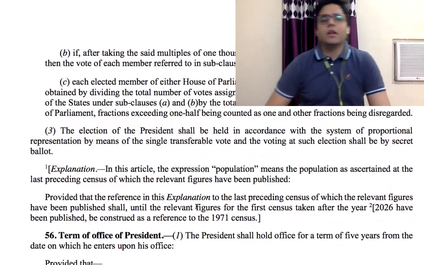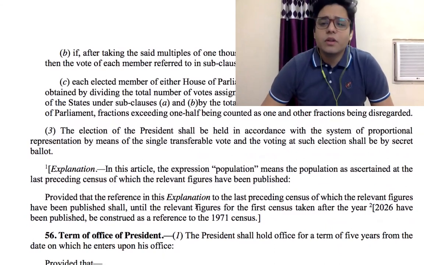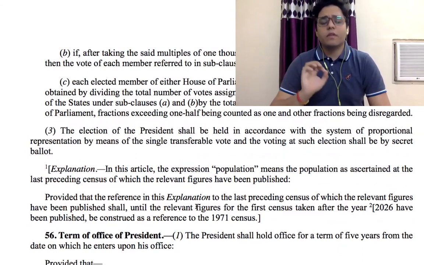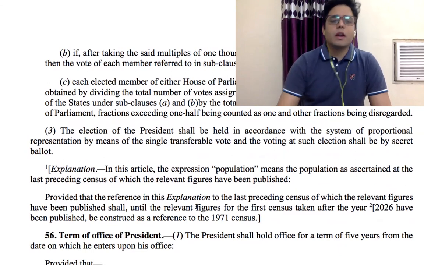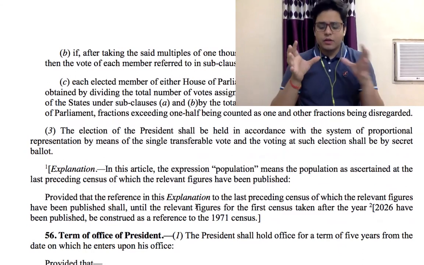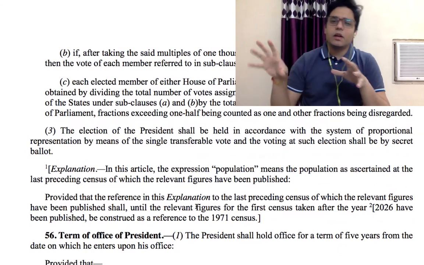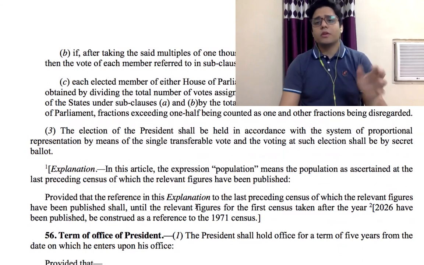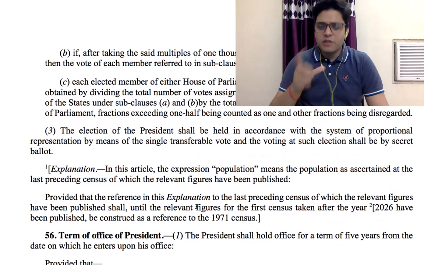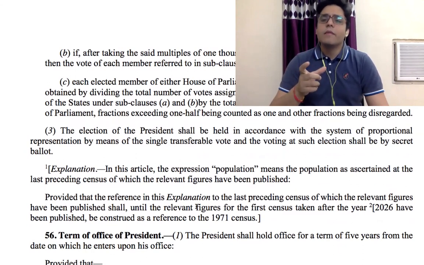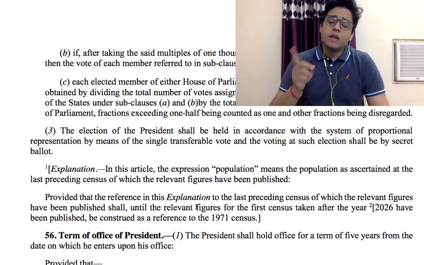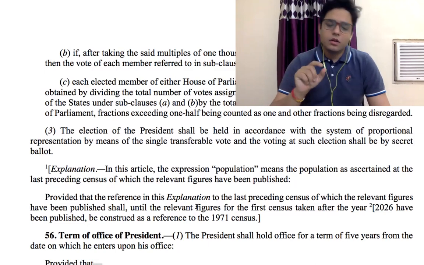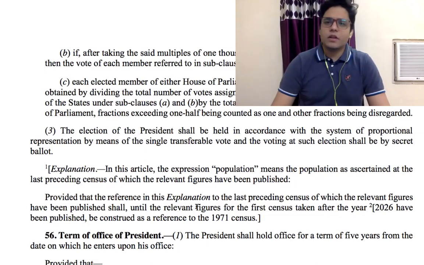Explanation. In this article, the expression population means the population as ascertained at the last preceding census of which the relevant figures have been published. So we are again saying that the value of the members of assemblies will be decided according to the population they represent. But what population? How will you decide the population? The benchmark for deciding the population is the census that was conducted in 1971. So the 1971 census report is the current benchmark for deciding population.